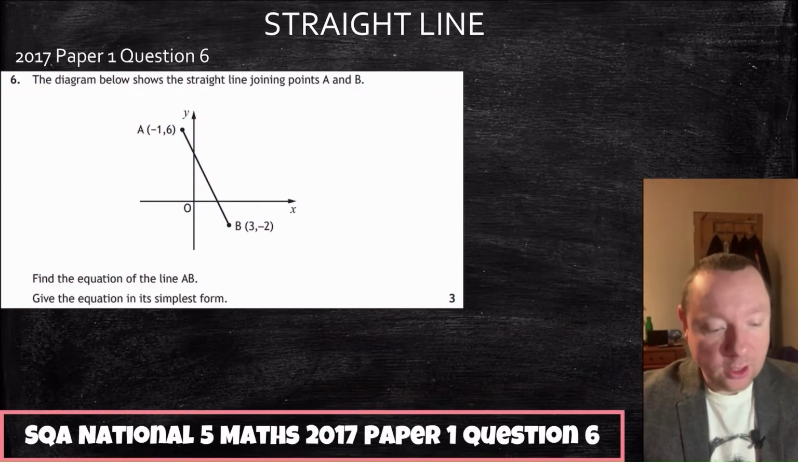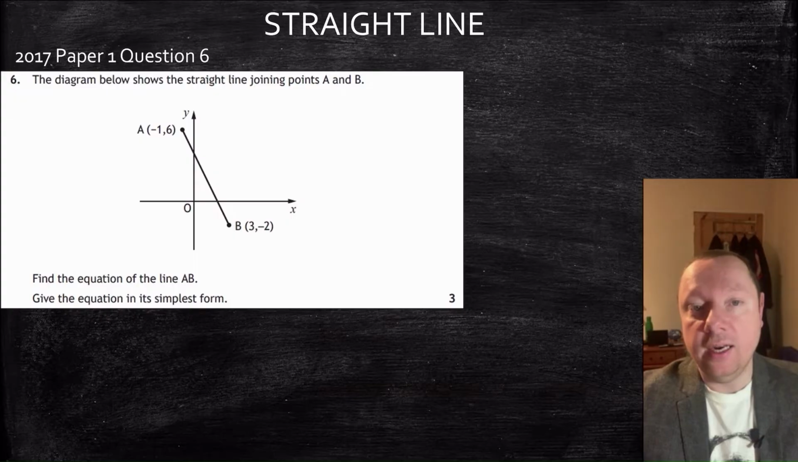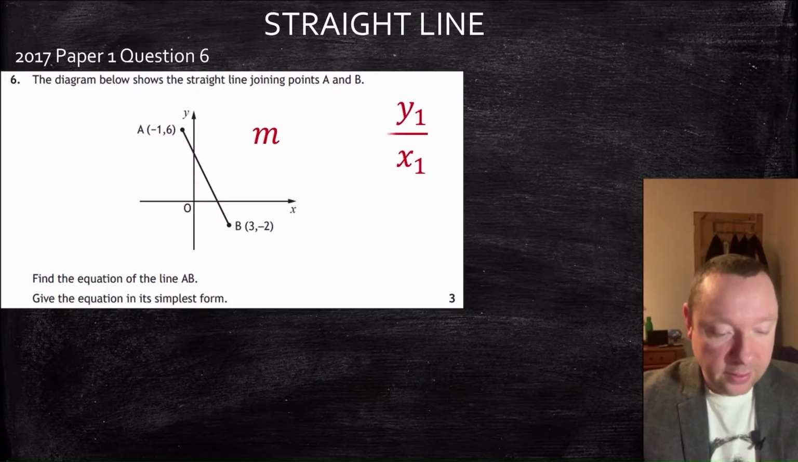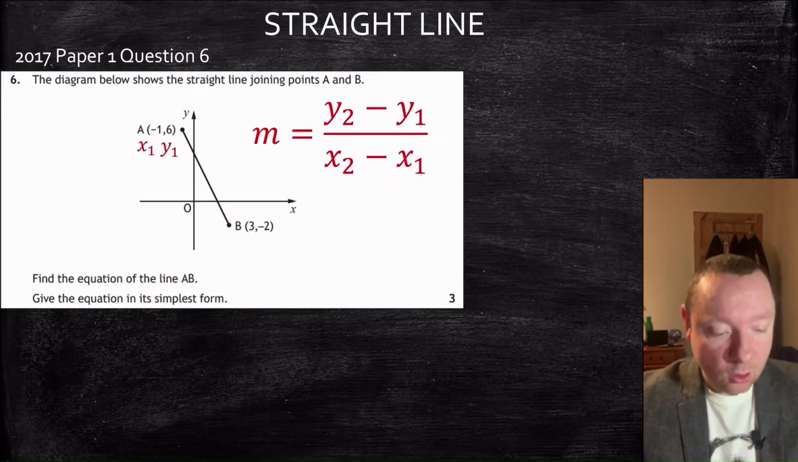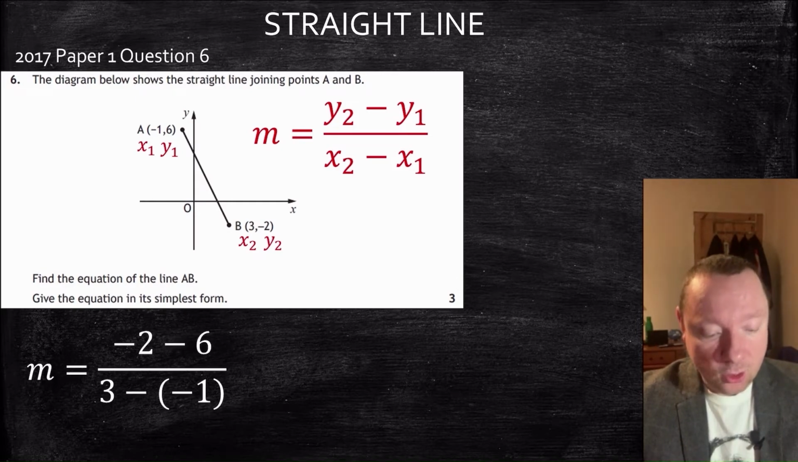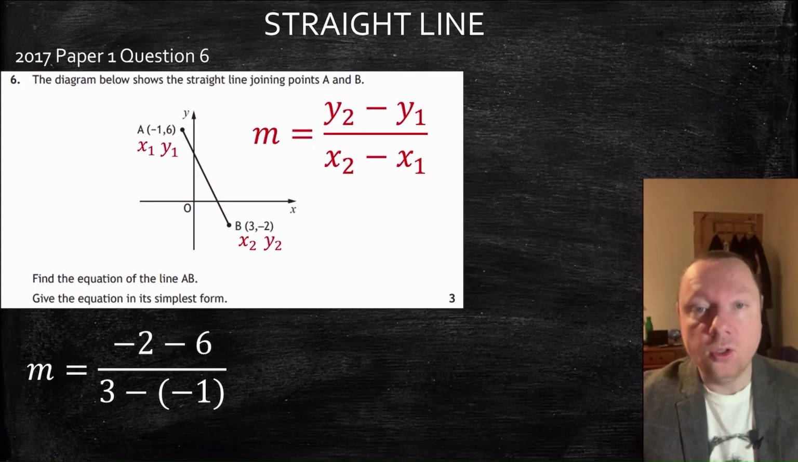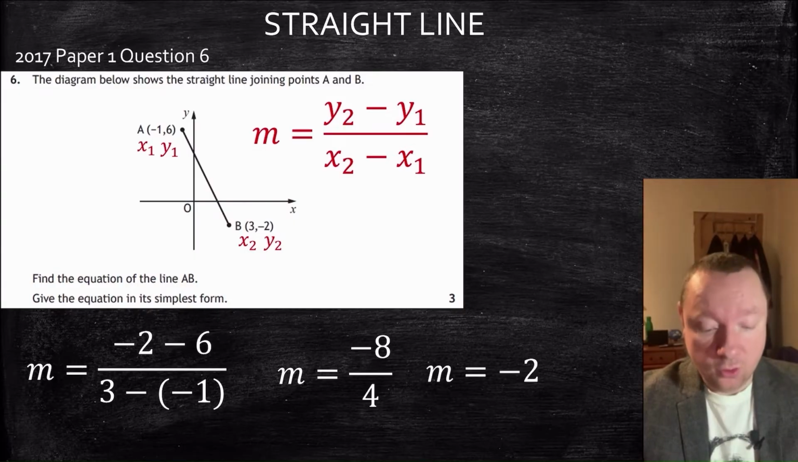2017 paper 1 question 6. The diagram shows a straight line joining the points A and B. Find the equation. So we've been given the straight line, we've got 2 points. Find the gradient first. y2 minus y1 over x2 minus x1. So I'll call my first point x1, y1 and my second point x2 and y2. Substituting that in and being careful of the signs, we get minus 2 take away 6 on the top and 3 take away negative 1 on the bottom. So that gives us negative 8 over 4, which is again negative 2.